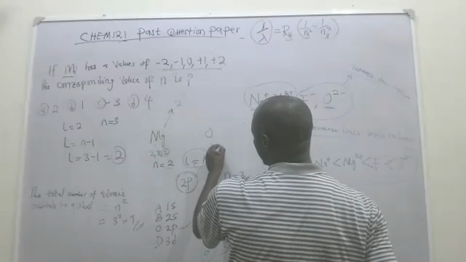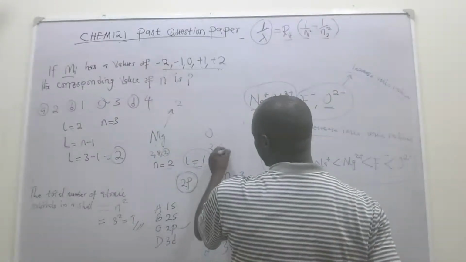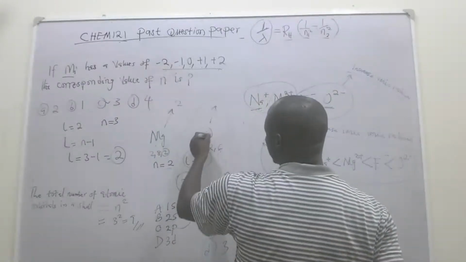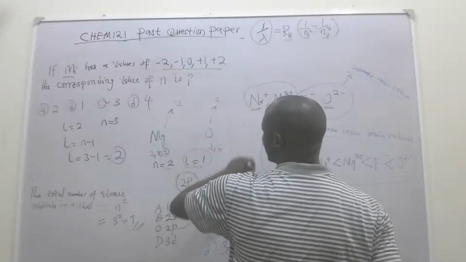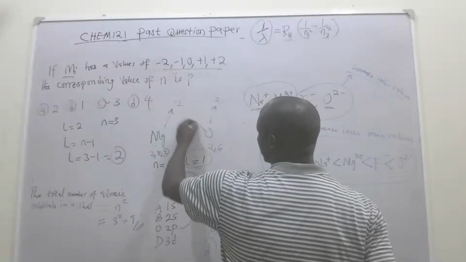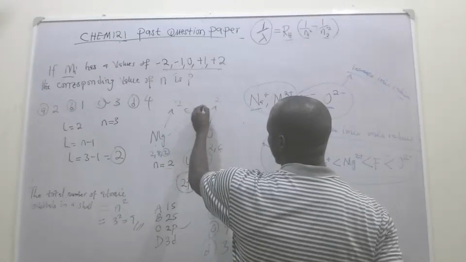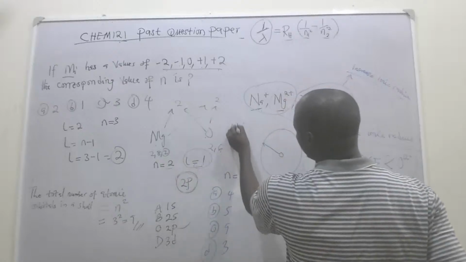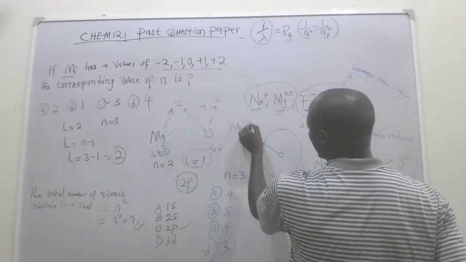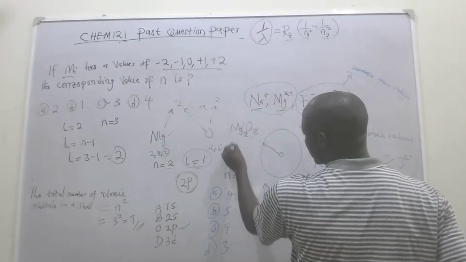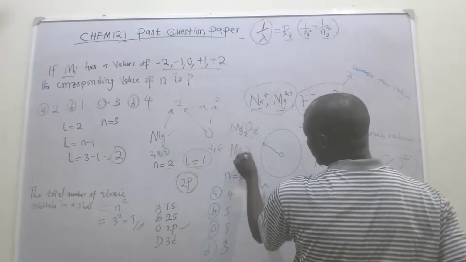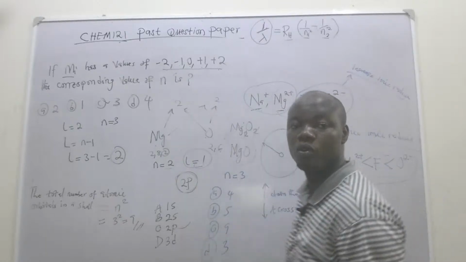And oxygen is 2, 6. It means that it can accept 2 electrons. Therefore, the valency of oxygen is 2. So you can cross. This one can cross with this, and this one can cross with this. So you can have magnesium 2, oxygen 2. So this one will cancel this. You will now have magnesium oxide, MgO.